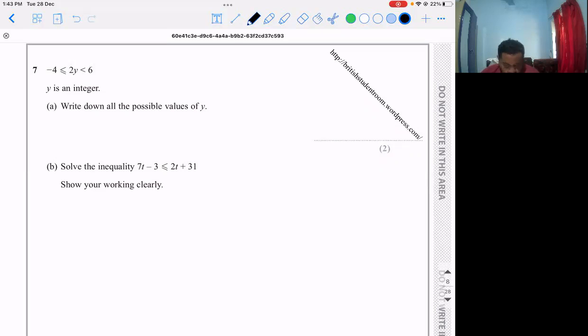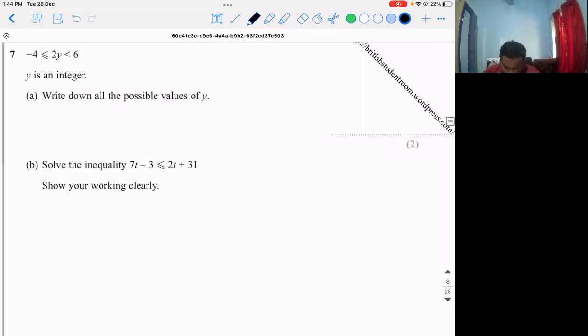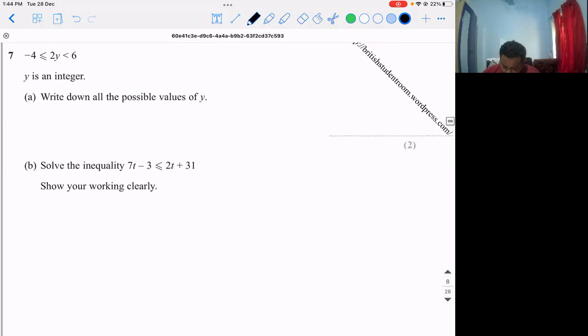Well, now move to the next question. It's a question from inequality, right? At least some of the students find some difficulty in inequality, but it's simple. Let's see. So y is an integer.